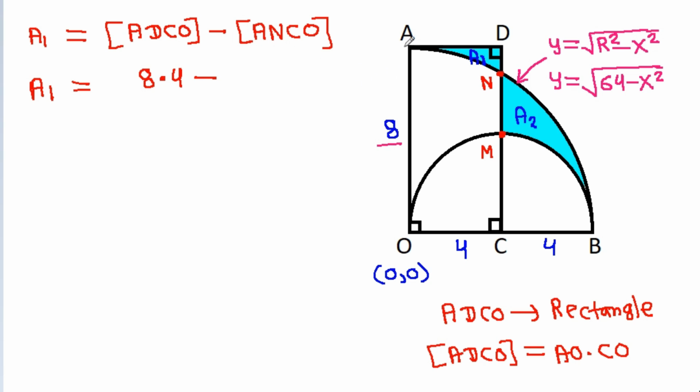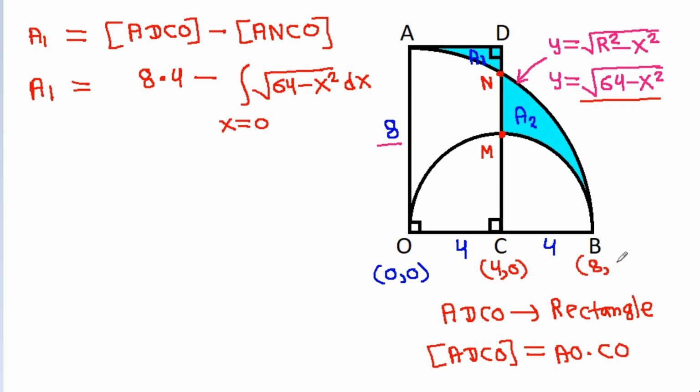the area of ANCO, which will be the integral of y, that is square root of 64 minus x square, times dx, from x is equal to 0, and OC is 4. So C will be 4, 0 and B will be 8, 0. So from x is equal to 0 to x is equal to 4.